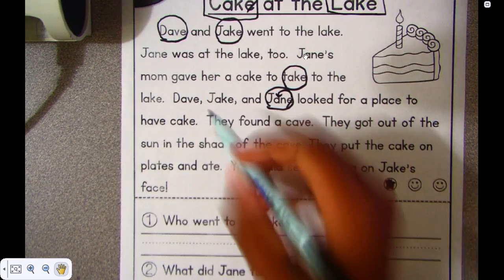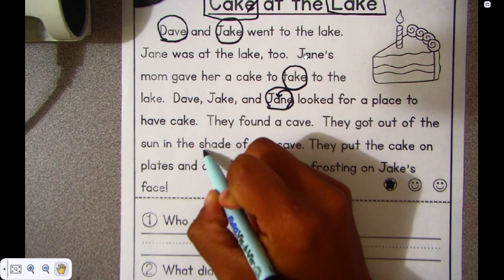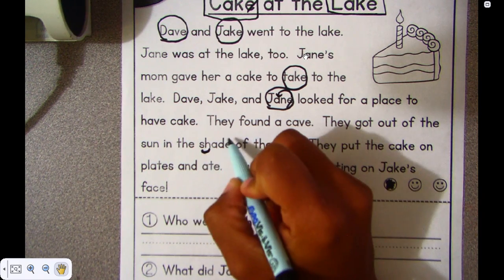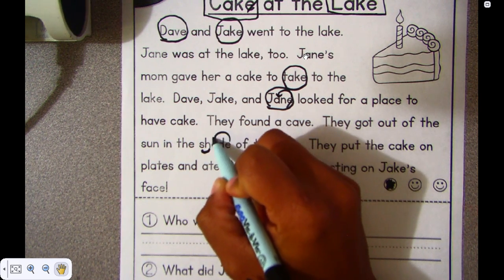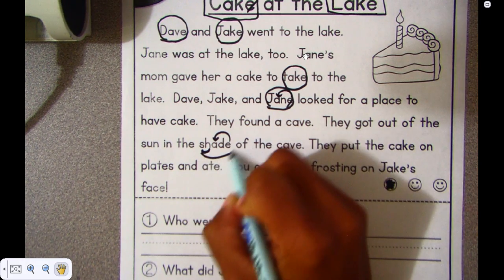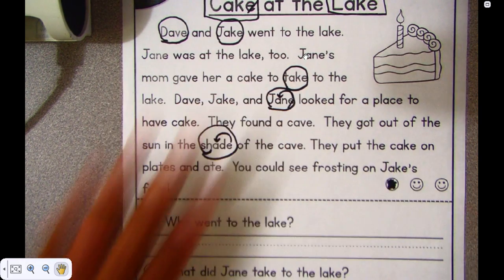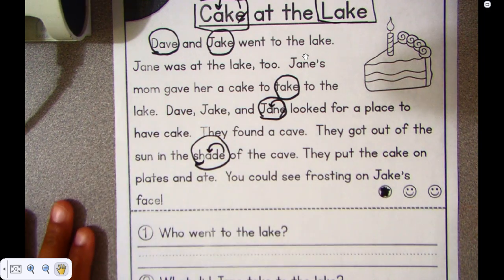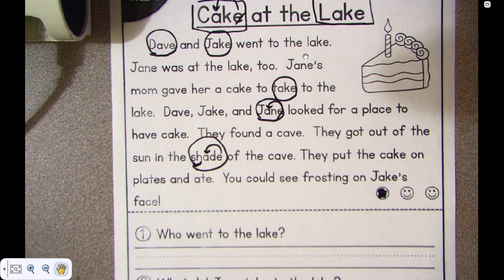I even have words that have other patterns we've practiced. Here I see the SH, but I also see the A consonant E. I get shade. So we have several words. So if you'd like to look through the text and find some of your own, feel free.